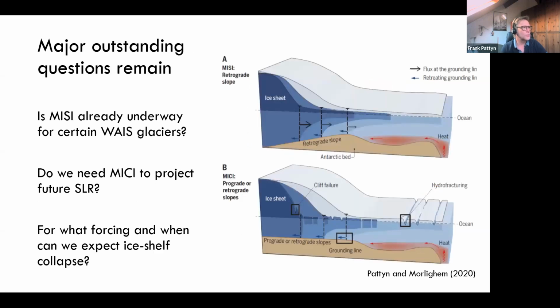There are still major outstanding questions that remain for the ice sheet modeling community. For instance, is marine ice sheet instability already underway for certain West Antarctic glaciers? Do we need a cliff instability to project future sea level rise? And for what forcing and when can we expect ice shelf collapse? These are questions that, if we are able to respond to them in the next couple of years, we are capable of reducing a part of the uncertainty. So with that, thank you very much for listening, and I'm happy to take any questions.